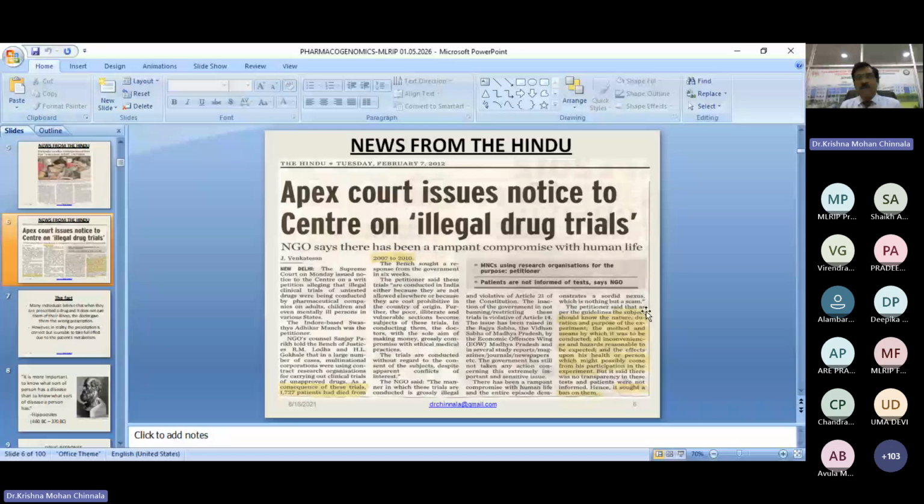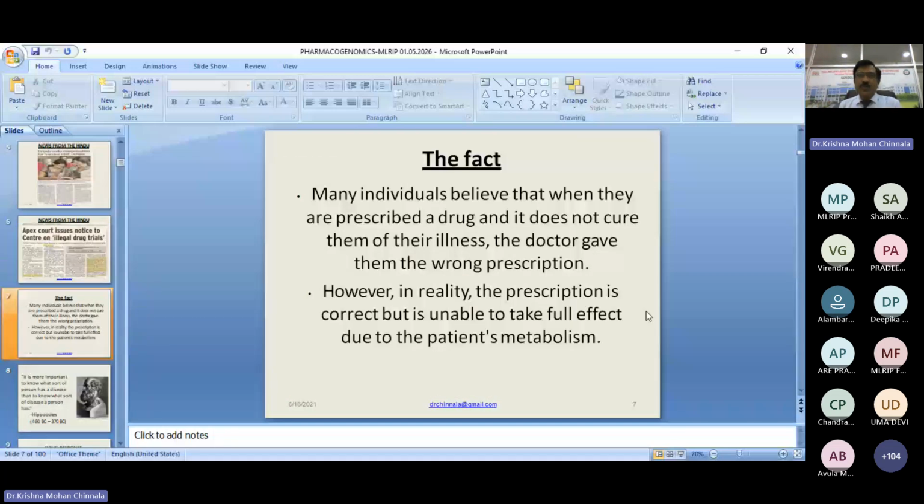Still, one or two companies, if they are participating in illegal drug trials, everybody is blamed by all the people, including the apex court. So what happened to this Chilkamma? That's what we have to discuss here in this session.